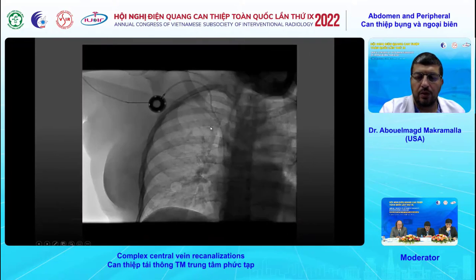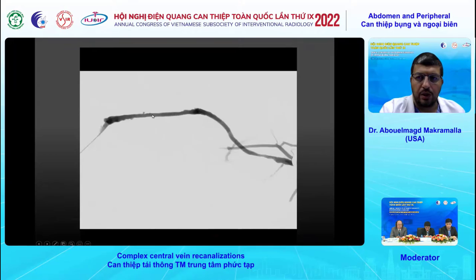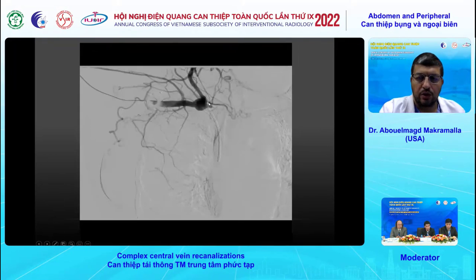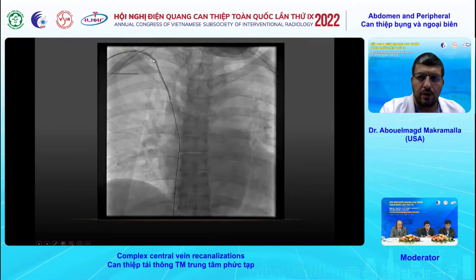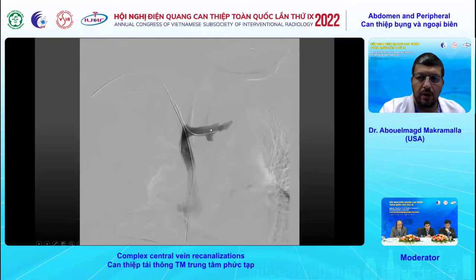So the first thing in these cases, first of all, we check the graft to make sure it's patent, and then we check the central veins. You can see complete occlusion of the brachiocephalic vein and multiple collaterals. We took out the port, and you can see the fibrin sheath for the port itself. And we identified the left brachiocephalic vein to avoid placing the stent across the location where the brachiocephalic vein joins on the left.